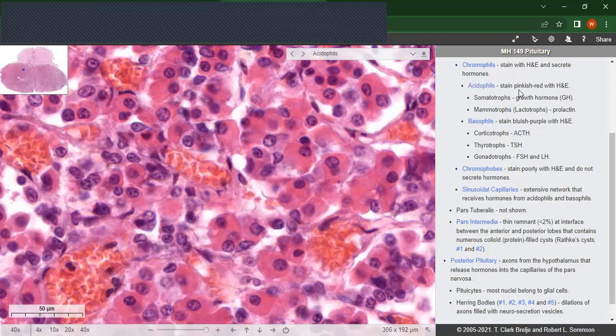Acidophils, they are pinkish red with H&E. Somatotrophs produce the growth hormone. Mammotrophs produce prolactin. I want you to go and investigate the function of each and every hormone I will say in this session. Then we have the basophils.